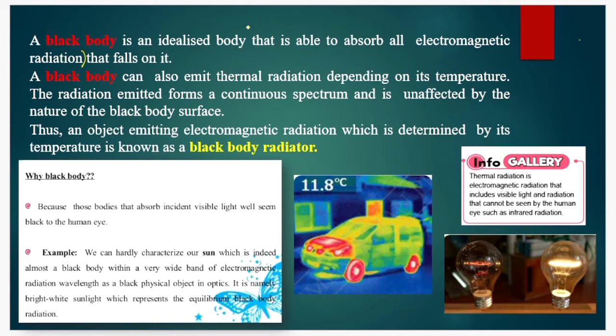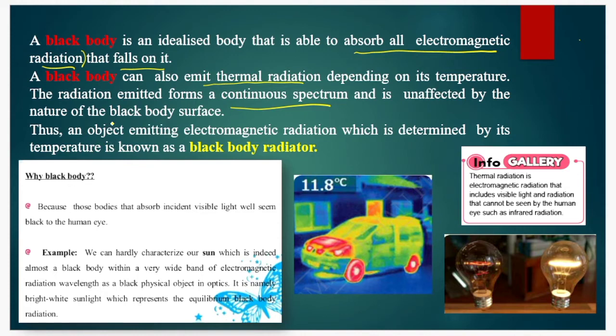What is meant by this black body? A black body is an idealized body that is able to absorb all electromagnetic radiation that falls on it. A black body can also emit thermal radiation depending on its temperature. The radiation emitted forms a continuous spectrum and is unaffected by the nature of the black body surface. Thus, an object emitting electromagnetic radiation, which is determined by its temperature, is known as a black body radiator.